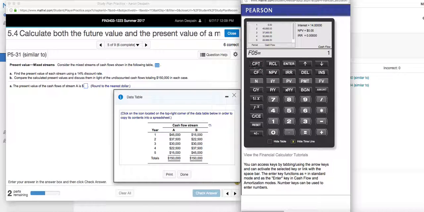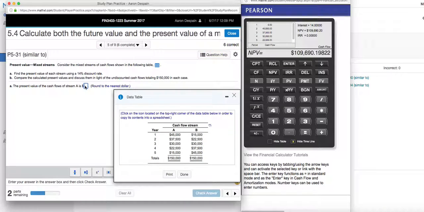So we did compute NPV, and that's our net present value or present value for stream A, which is $109,690 and 20 cents. Let's check that.